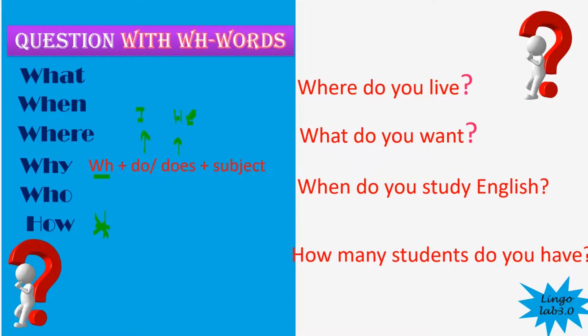Where do you live? So as you can see here, I have the WH word, where, do, the subject, and then the verb. What do you want? When do you study English? How many students do you have?